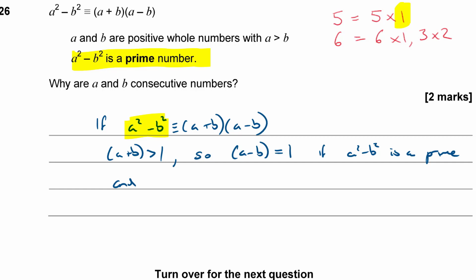So, and if a minus b equals 1, then a and b must be consecutive. If the difference between the two numbers is 1, they must be next to each other, mustn't they, on the number line? Okay, and I think that's sufficient to get those 2 marks then.